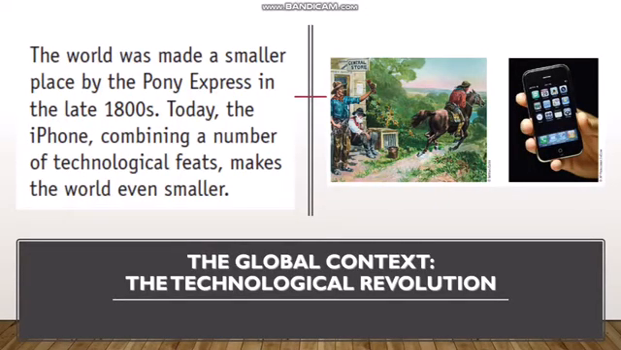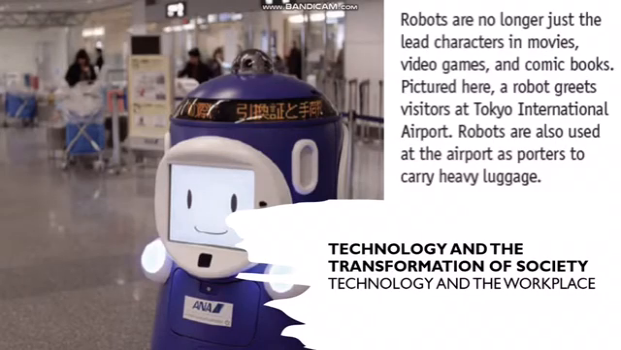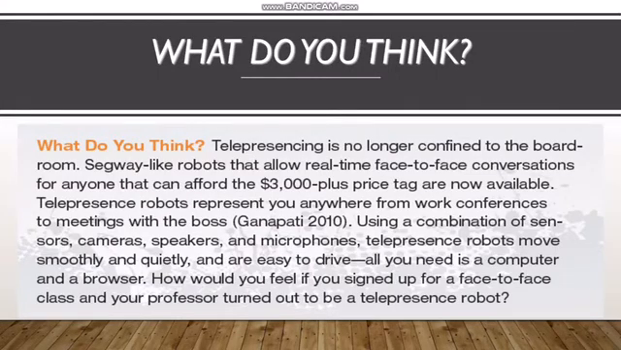The world was made a smaller place by the Pony Express in the late 1800s. Today, the iPhone, combining a number of technological feats, makes the world even smaller. Robots were long just the lead characters in movies, video games, and comic books. In the picture, a robot greets visitors at an international airport. Robots are also used at the airport to carry heavy luggage. Read this information about robots. What do you think about it?